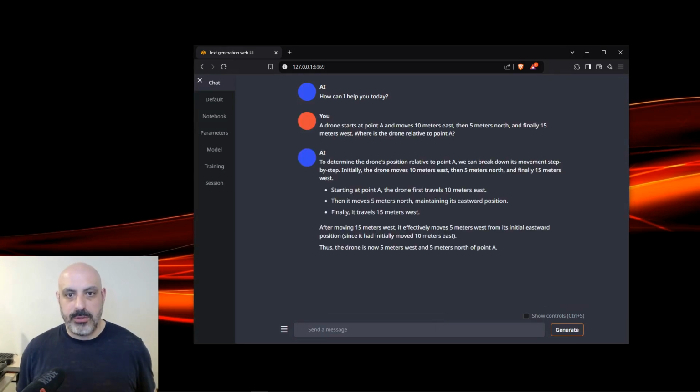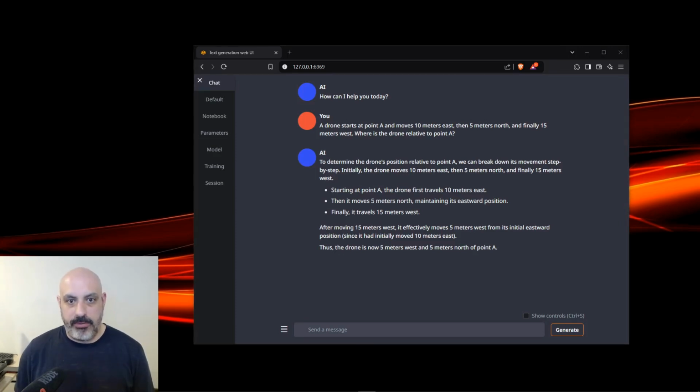To determine the drone's position relative to point A, we can break down its movement step by step. Initially, the drone moves 10 meters east, then 5 meters north, and 15 meters west. Starting at point A, the drone first travels 10 meters east, then it moves 5 meters north, maintaining its eastward position. Finally, it travels 15 meters west. After moving 15 meters west, it effectively moves 5 meters west from its initial eastward position, since it had initially moved 10 meters east. Thus, the drone is now 5 meters west, 5 meters north of point A.